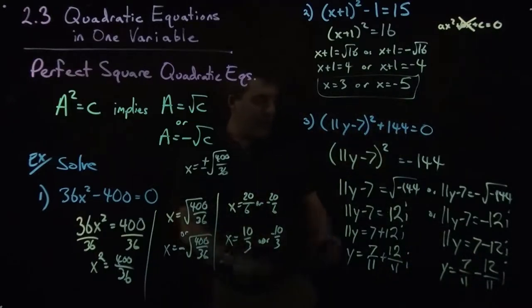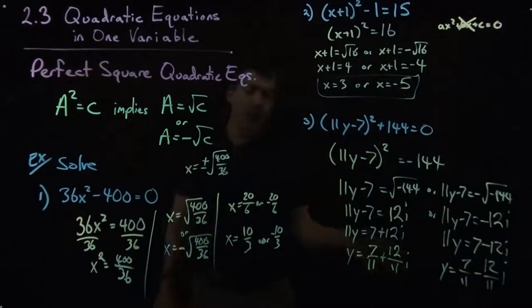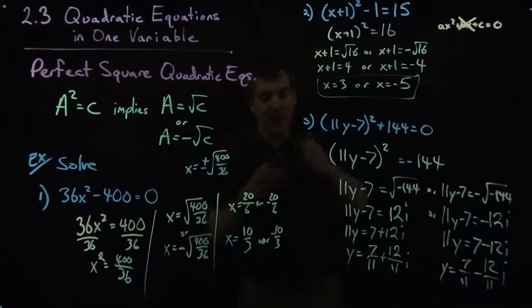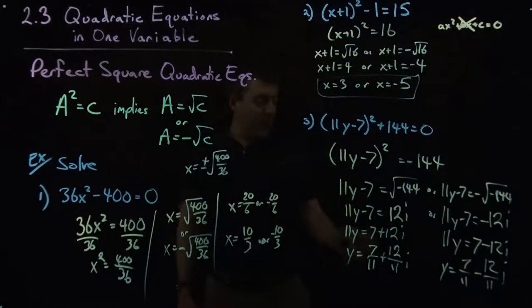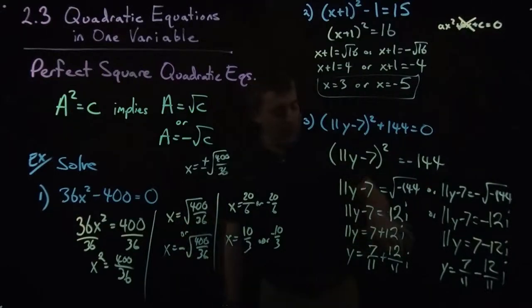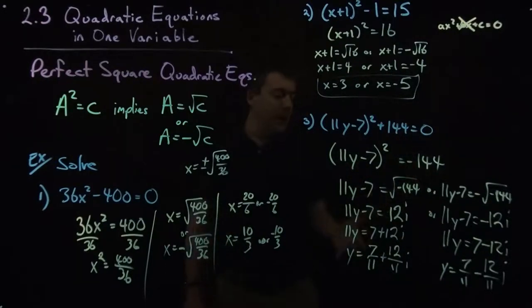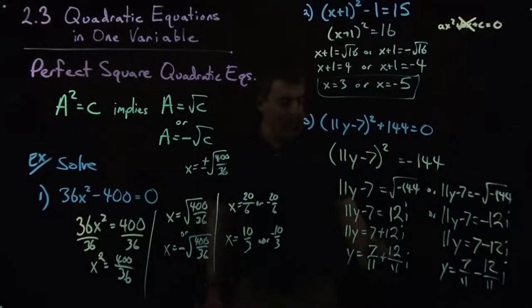The reason I write it this way is because when we have a complex number, we always want to write it as a plus bi. So 7 over 11 plus 12 over 11i. If you wrote 7 plus 12i all divided by 11, that's right, that's the right answer, but it's not in the correct form. So we'd always want to write our complex numbers in a plus bi form.